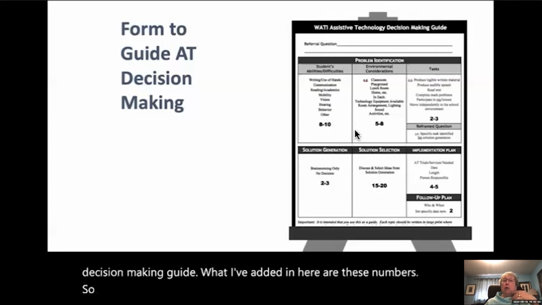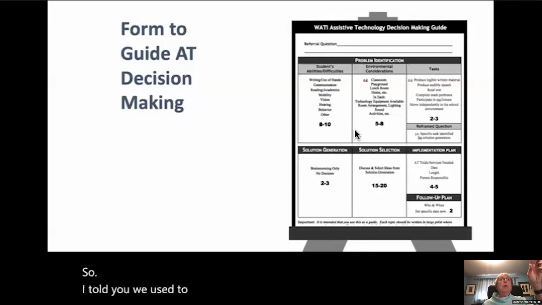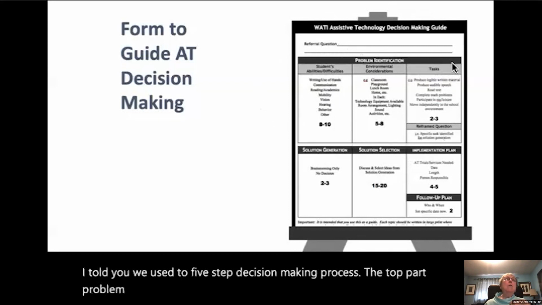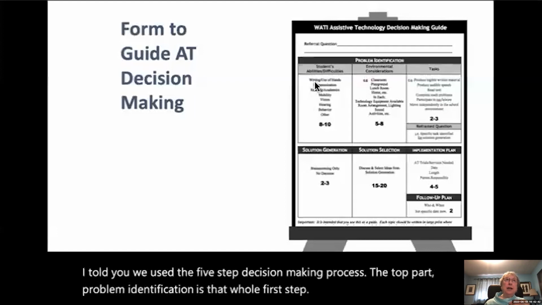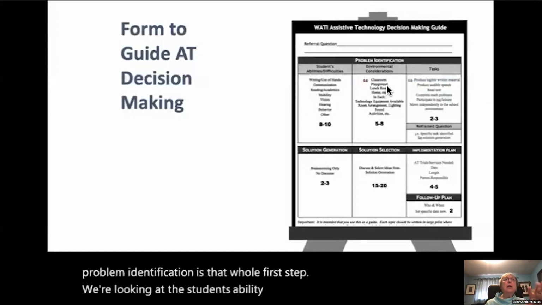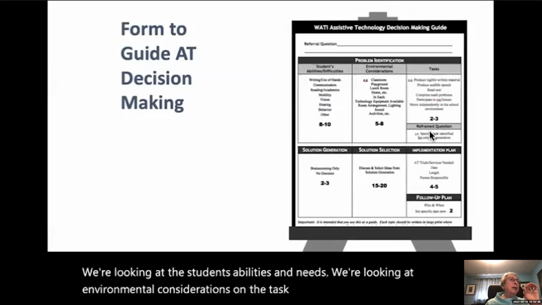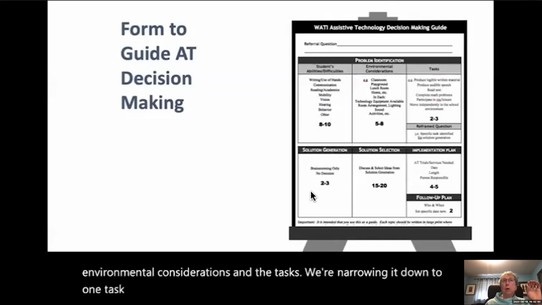So I told you we use a 5-step decision-making process. The top part, problem identification, is that whole first step. We're looking at the student's abilities and needs. We're looking at the environmental considerations and the tasks. We're narrowing it down to one task. Then we go on to the next step, which is solution generation.